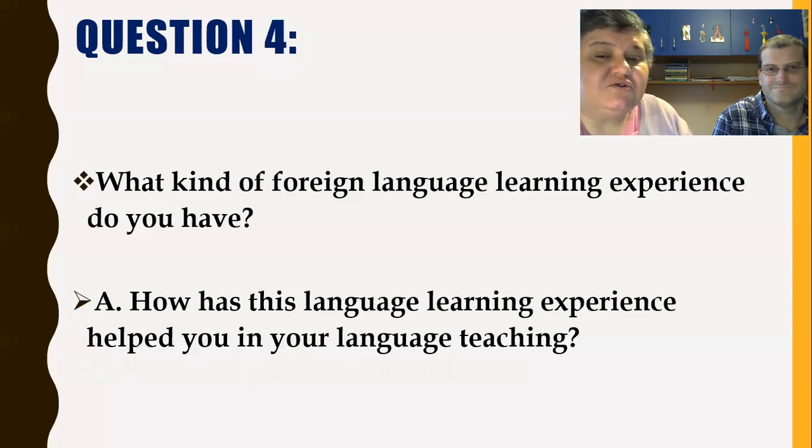How has this language learning experience helped me? Well, obviously, because I have a lot of experience with learning language, I guess I'm a foreigner for those people. I can understand how English can be difficult for people who are learning English. So it is very important to have some language learning experience to teach a foreign language, from my point of view. I'm not sure if you agree with that. Do you agree with that?